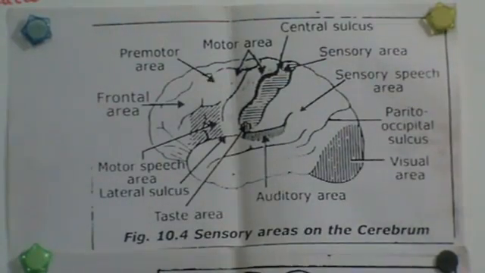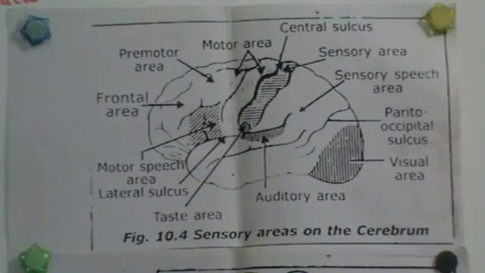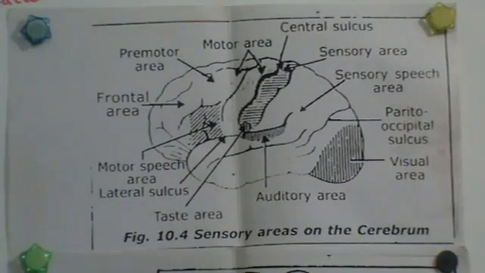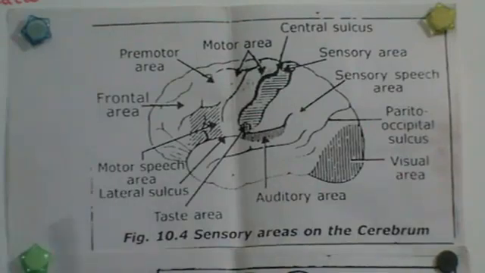occipital lobe. You have the sensory speech areas which is in the middle lobe, that is your lateral lobe, and in the frontal lobe you have the motor speech area. Auditory area is also in the lateral lobe. Here in this diagram you can see the brain, these are the two hemispheres, the left hemisphere and the right hemisphere. From here you can see the medulla oblongata.